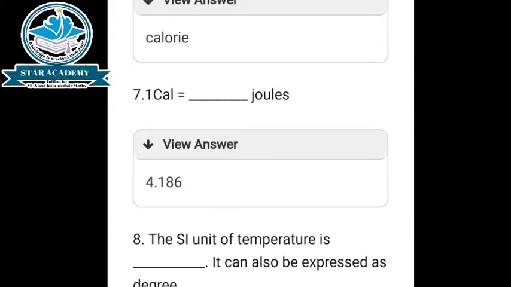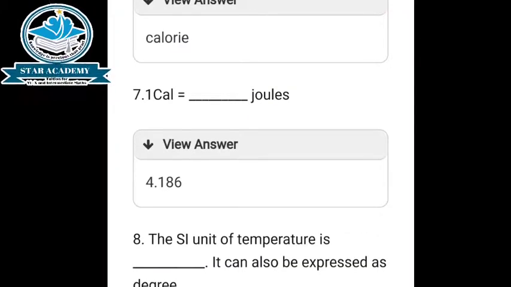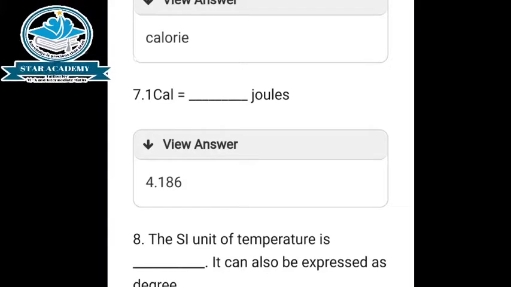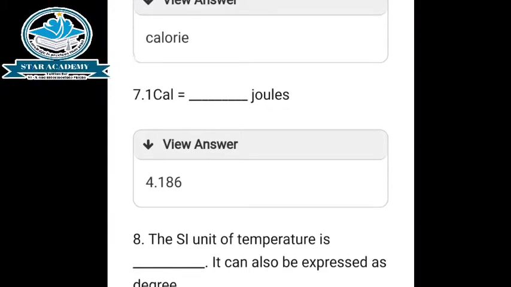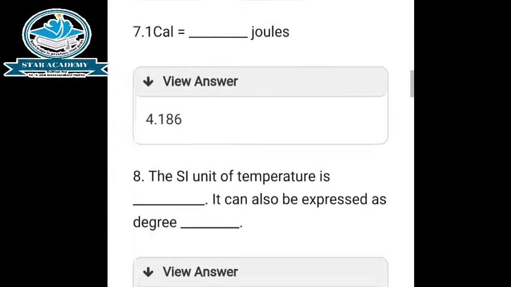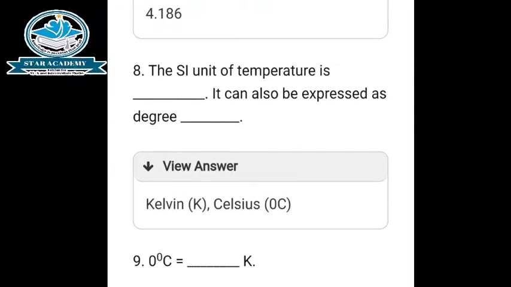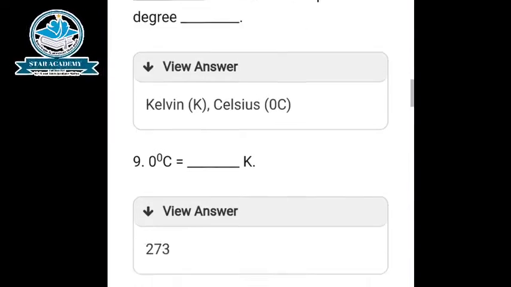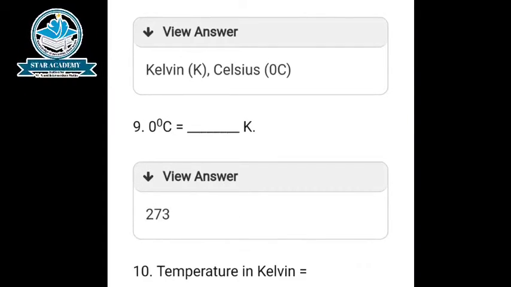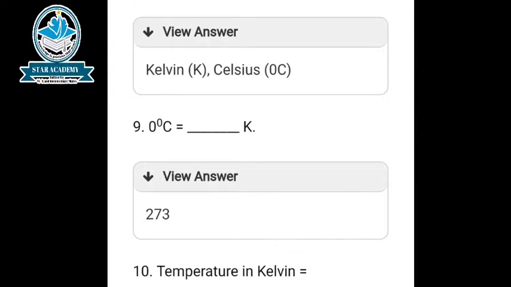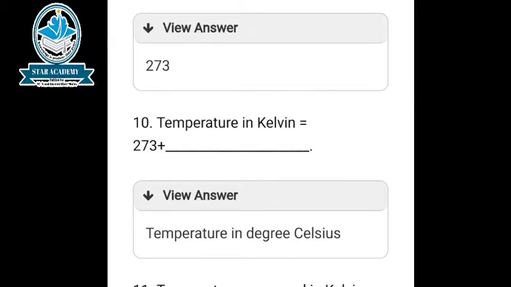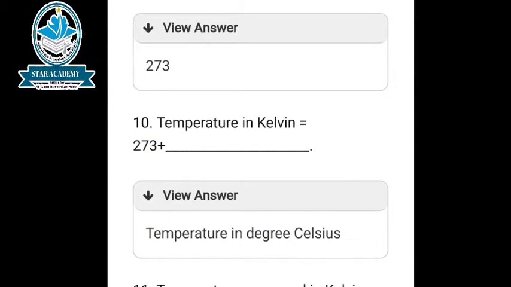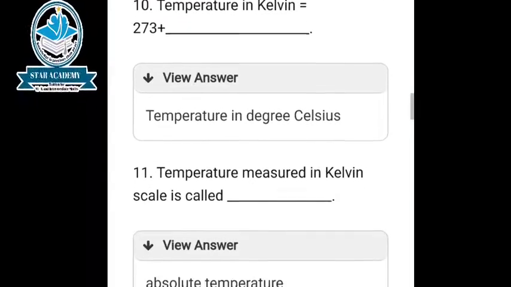It can also be expressed as dash degree. So the SI unit of temperature is Kelvin. It can also be expressed as degree Celsius. Ninth bit, 0 degrees Celsius equals dash Kelvin. So 0 degrees Celsius equals 273 Kelvin. The temperature in Kelvin equals 273 plus the temperature in degrees Celsius. The temperature measured in the Kelvin scale is called absolute temperature.